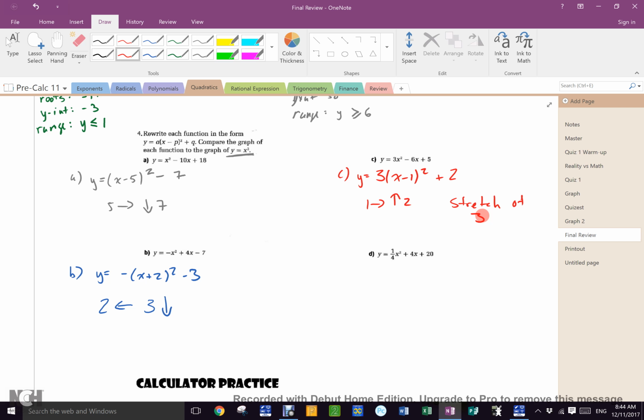What if it was stretch of a half? When I went over 2, how far up would I go? I should go over 2 and up 4, but if the stretch factor is a half, I go over 2 and I go up 2. Good. Oh, look, one with that problem indeed. How do I do D?